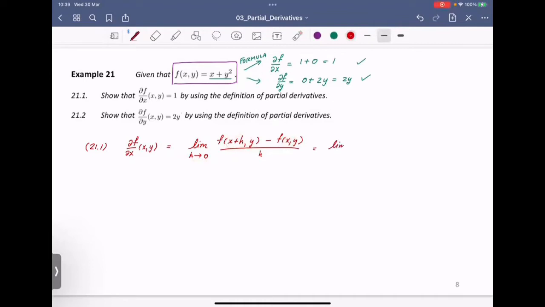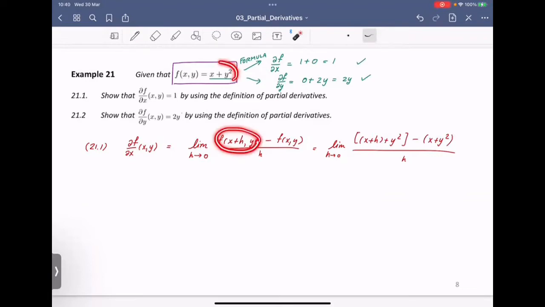So you're going to get limit h goes to 0. And then on the top one, you have f(x+h, y). So this is going to be (x+h+y) squared. And then f(x,y) is going to be (x+y) squared. So basically, I plug x+h, comma y into this function, and then I put it here. f(x,y) is this function, so I put it here.